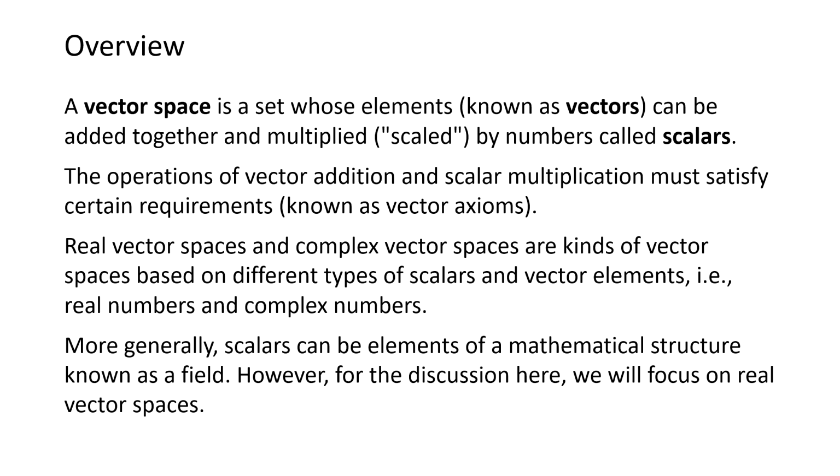Real vector spaces and complex vector spaces are kinds of vector spaces based on different types of scalars and vector elements, in this case real or complex numbers. You can also have scalars based on something known as a field, which is a more general structure, but for the most part we're only going to talk about real and in a few cases complex vector spaces.